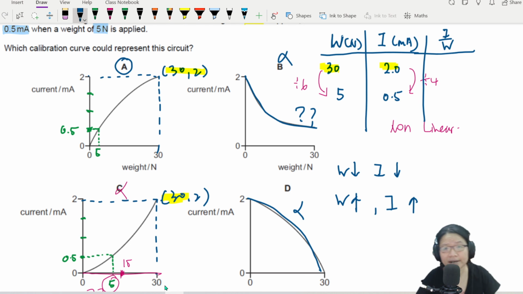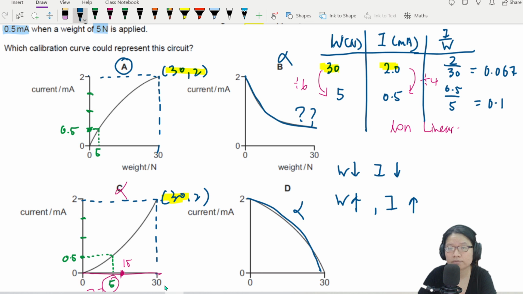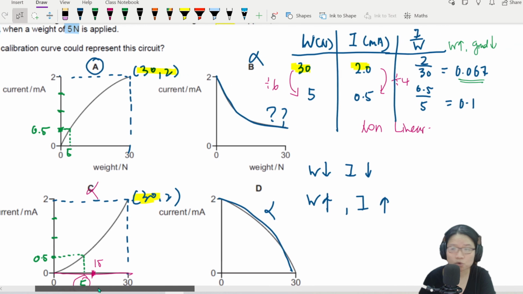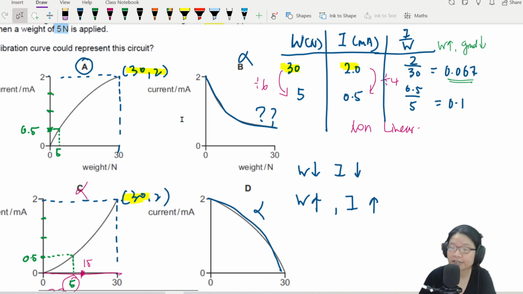So the current is I, so it will be 2 divided by 30, whereas this one is 0.5 divided by 5. Which is bigger? Press calculator. 2 divided by 30 is 0.067, whereas this one is 0.1. So you can tell that when the W increases, there's less gradient. So W increases, gradient decreases. That's how you know it's A. W increases, gradient decreases. Okay, so those are examples about calibration curve.